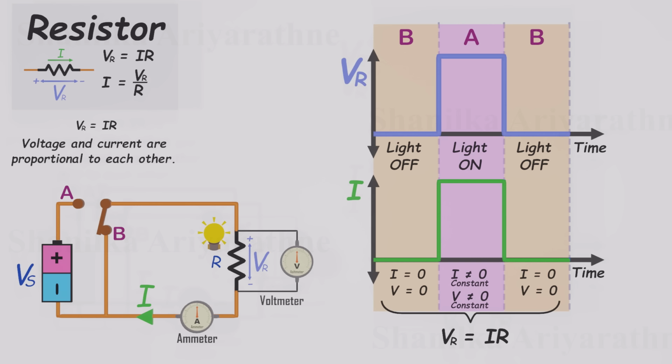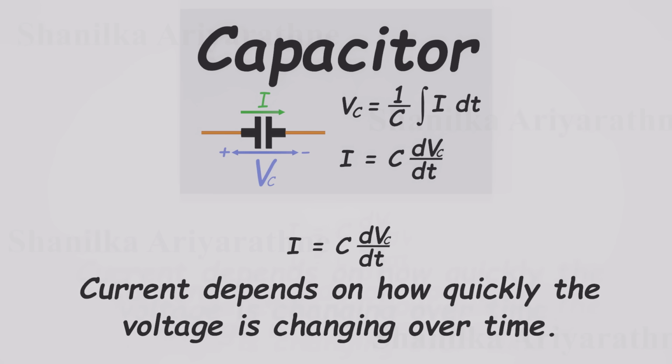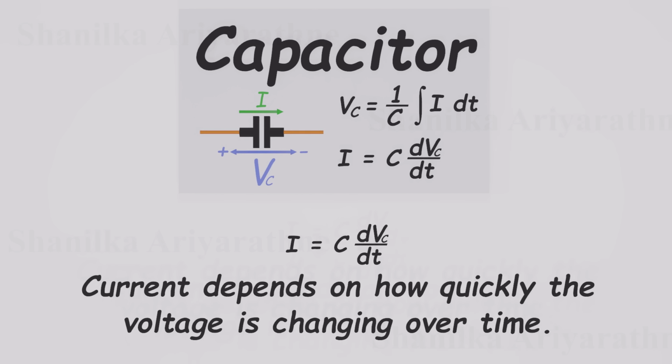Simple, instant, and predictable. Now let's move on to the capacitor. The rule for a capacitor says that the current through it depends on how quickly the voltage is changing over time. In other words, current equals capacitance times the rate of change of voltage. If anything here feels unclear, check out our full video on capacitors. The link's in the description.